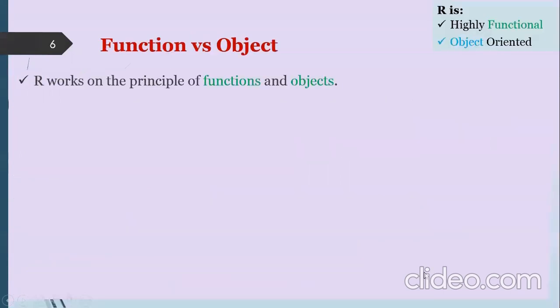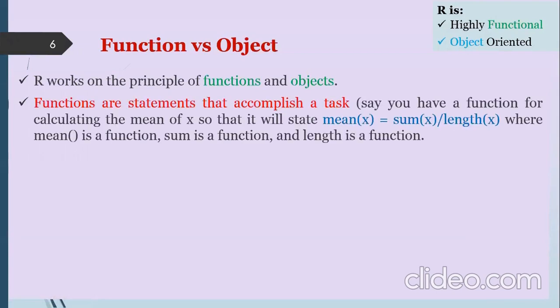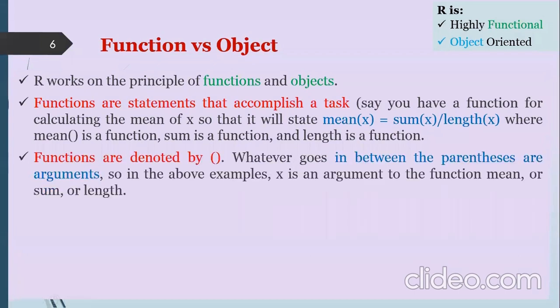And after this, we have talked about the difference between functions and objects. So we have talked about that in detail. Everything that has parentheses means it's a function. So that's denoted by a function. We also have talked about arguments. Everything in between the parentheses will be arguments.